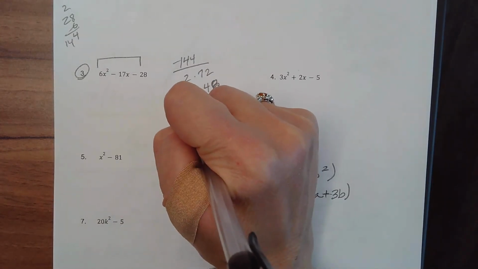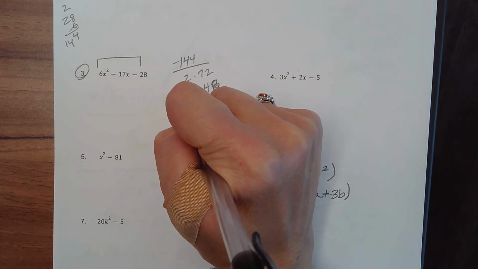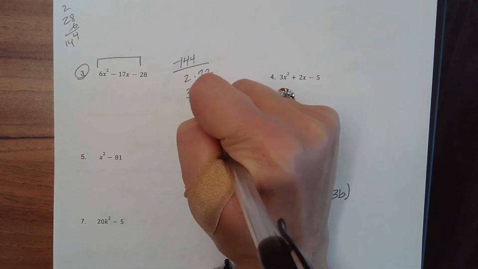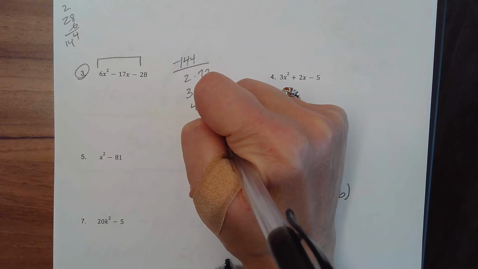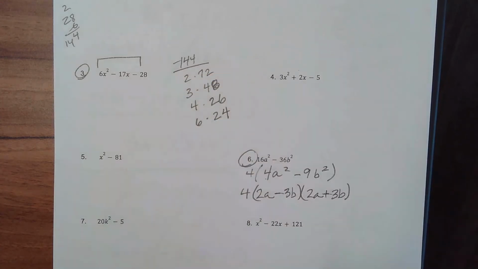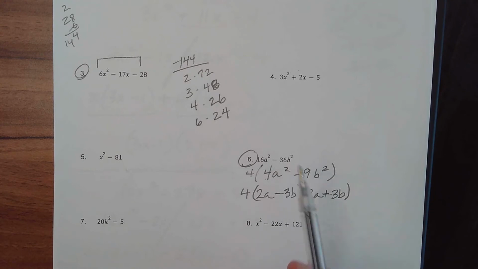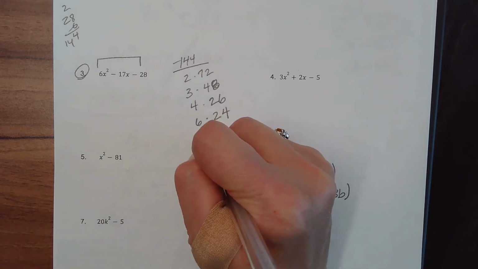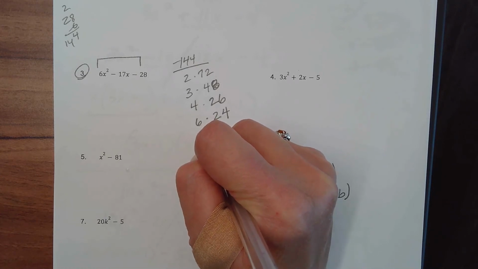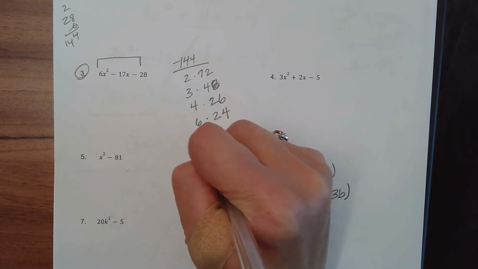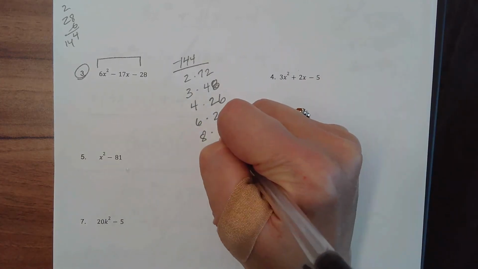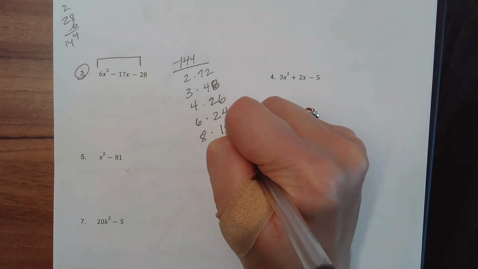5 doesn't go into here. Does 6 go into here? 6 goes into here 24 times. So 6 and 24. Can 6 and 24 give me 17? I can get 18. 7, nope. 8. 8 goes into here 18 times.